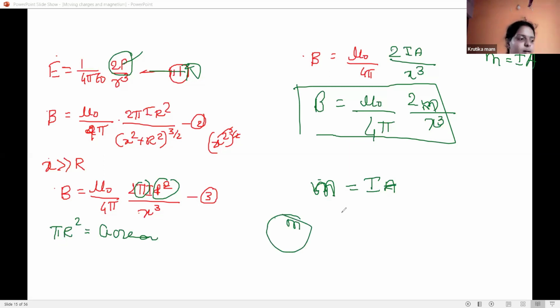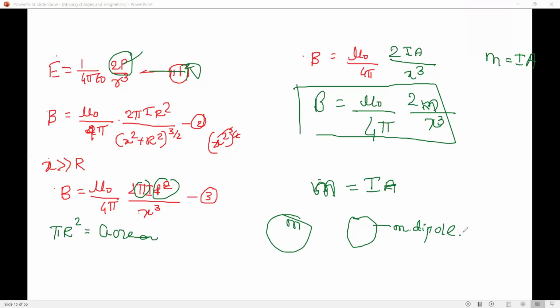That is, a circular current carrying loop is behaving like a magnetic dipole. It is behaving like a magnetic dipole only. This is just an equation comparison. Here we are not showing anything. We are comparing the equation and proving that the current loop is behaving as a magnetic dipole. Yes, copy down the steps. If any doubt is there in any of the steps, you can ask.